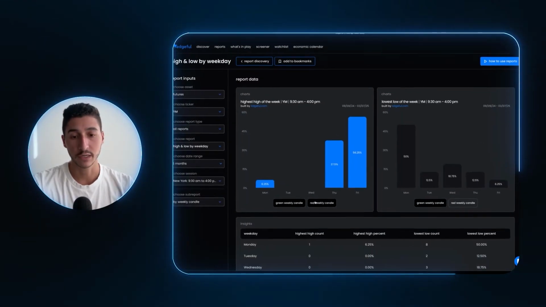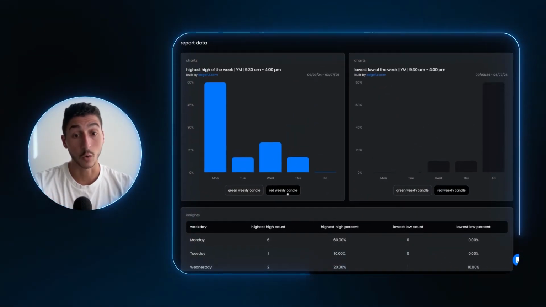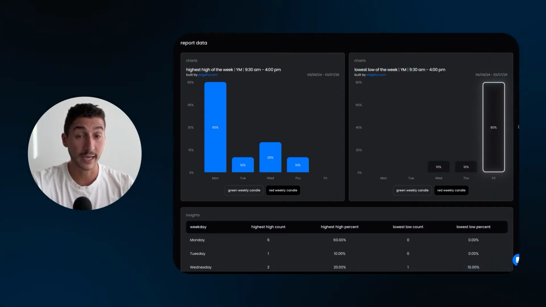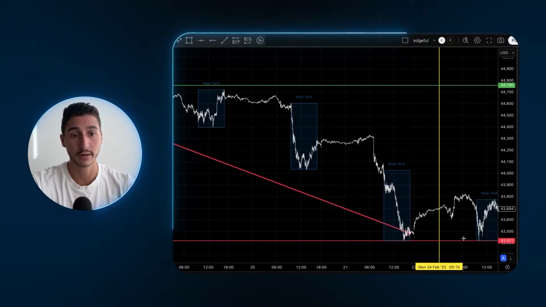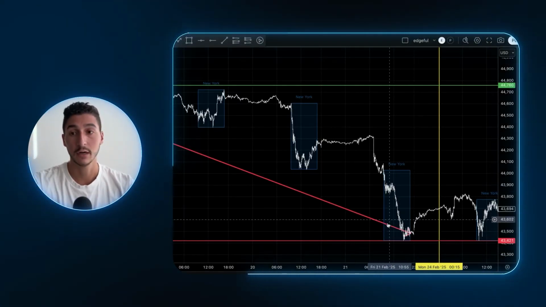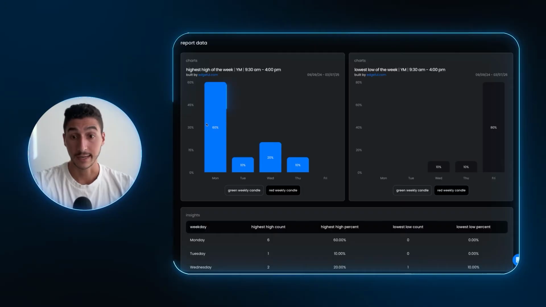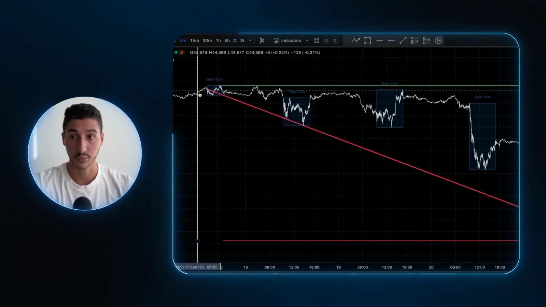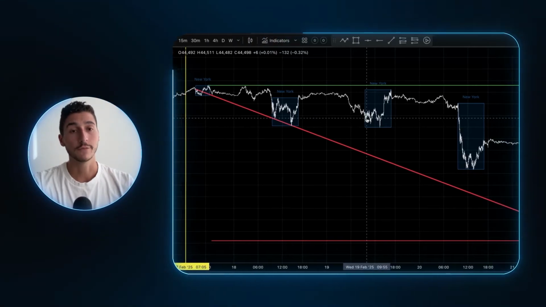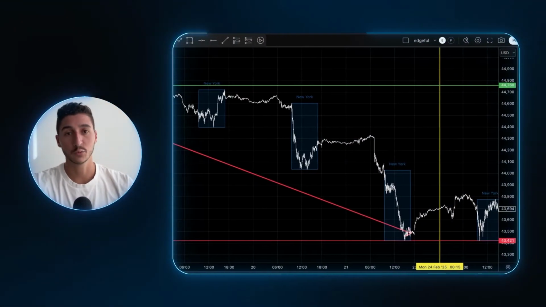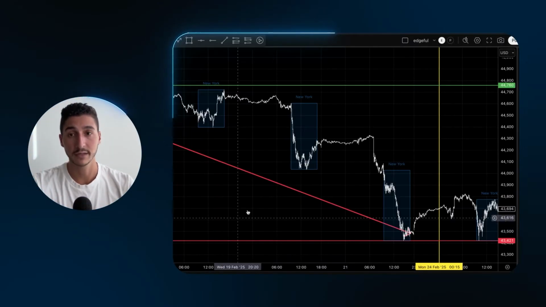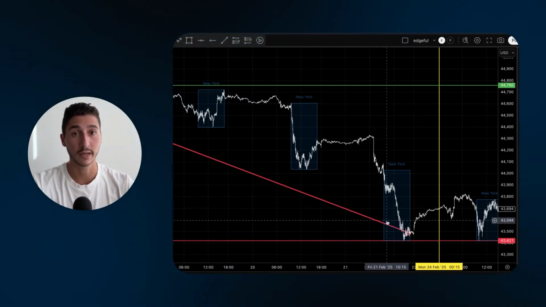And then what you can see here is if we filter for only red weeks in the last 6 months, 80% of all of the lows of the week have been on that Friday, which falls perfectly in line with what happened here. And then here, 60% of the highs have been on the Monday, which is what happened here. So if you think that this week is going to be bearish, the high is most likely going to be made on the Monday and the low is most likely going to be made on the Friday.